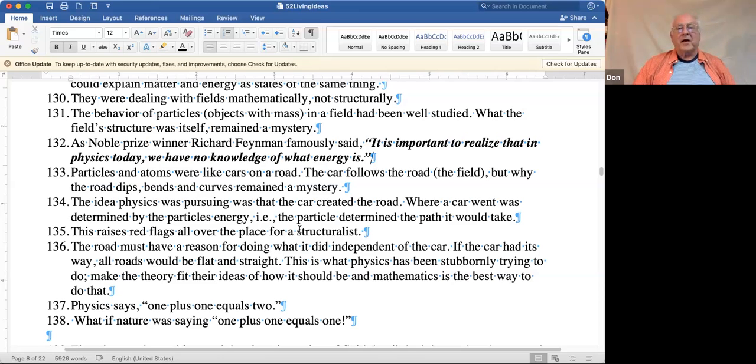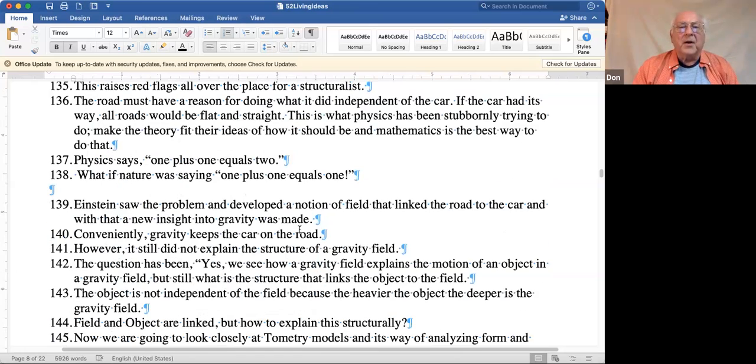This raises red flags all over the place for a structuralist. The road must have a reason for doing what it did, independent of the car. If the car had its way, all roads would be flat and straight. This is what physics has been stubbornly trying to do, make a theory fit their ideas of how it should be. And mathematics is the best way to do that. Physics says 1 + 1 = 2. What if nature was saying 1 + 1 = 1?